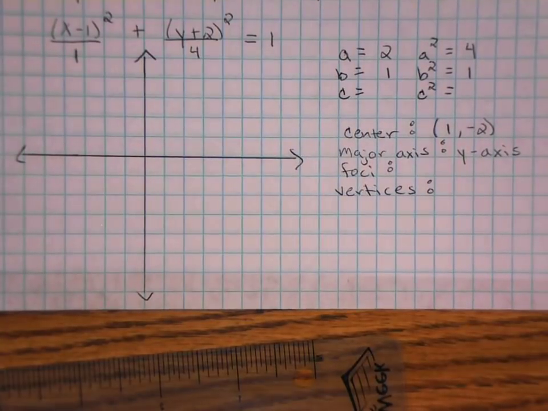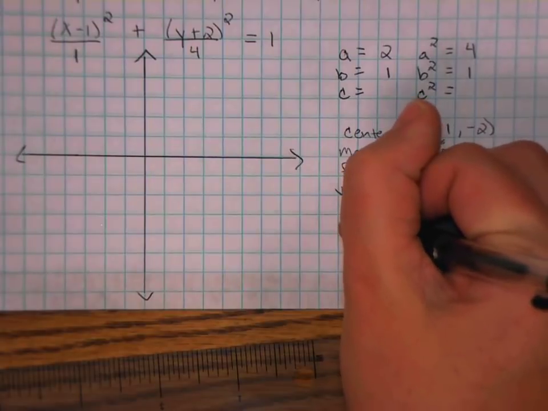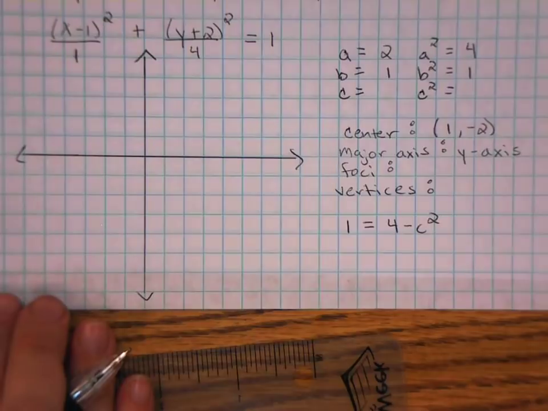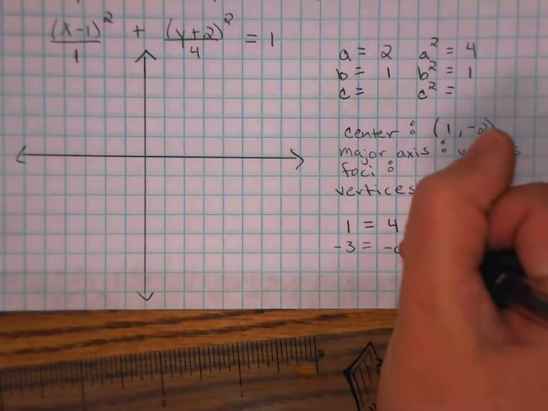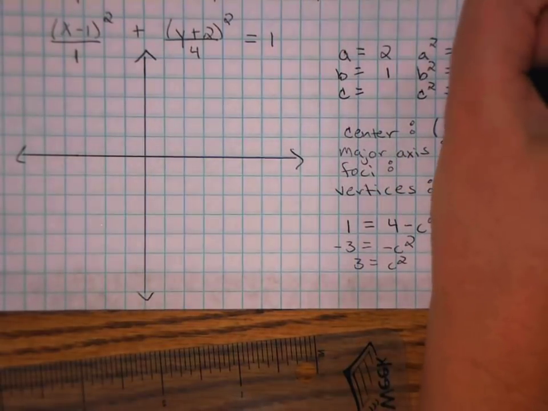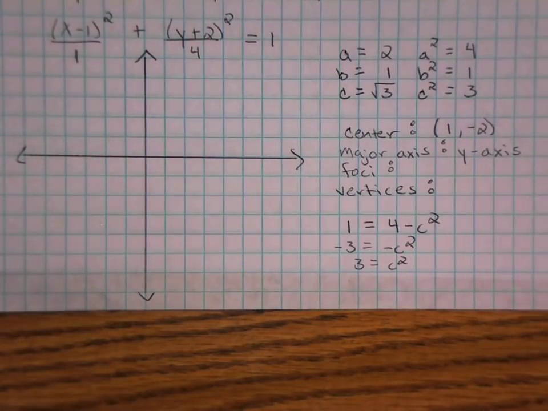And then I would need to maybe do a little bit of work to calculate C squared. So I have the relationship that B squared equals A squared minus C squared. This would be -3 equals -C squared, or just 3 equals C squared. And C would be the square root of 3. So I can go ahead and finish up my graph now. We'll finish up my graph and then label my foci and vertices after.